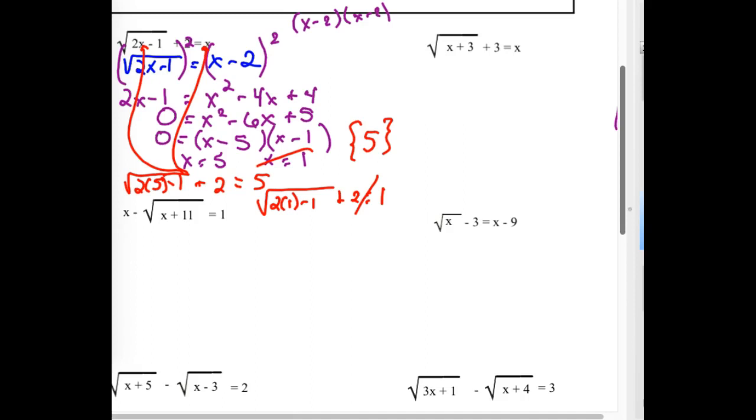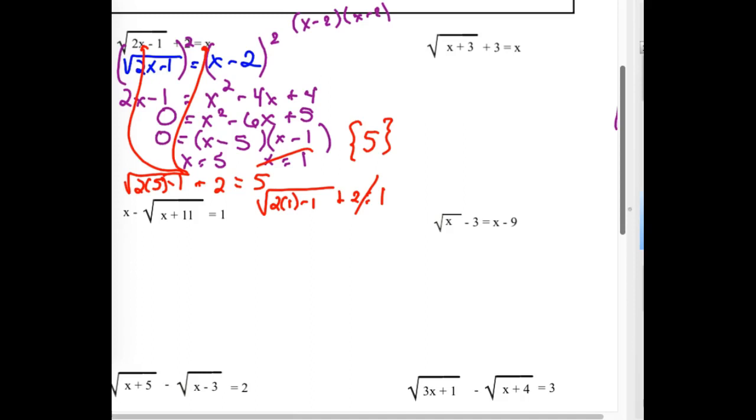Now, when we get these two answers, it is possible that we have both answers work. It's possible we have both answers not work. It's possible we have one work and one not. You have to check them. All right, let's try another one.